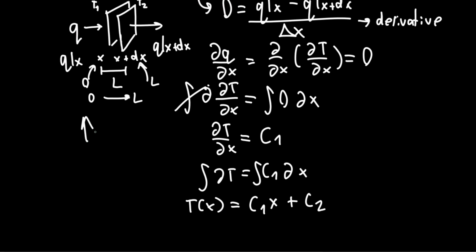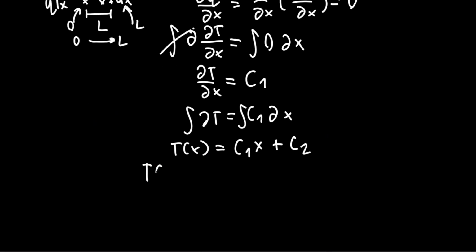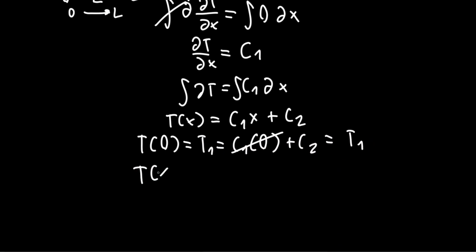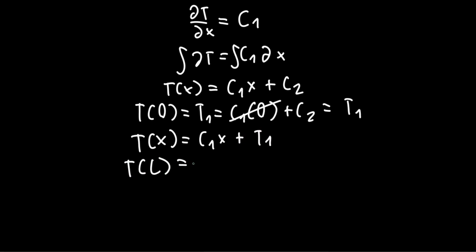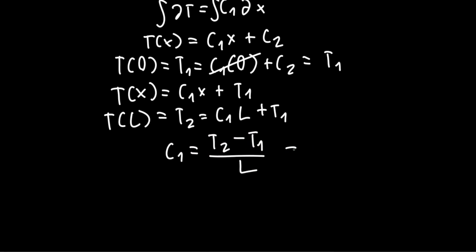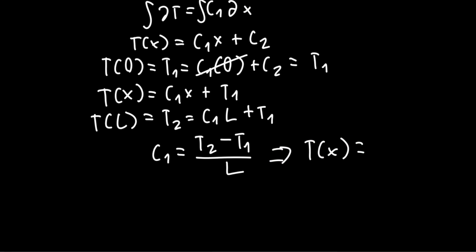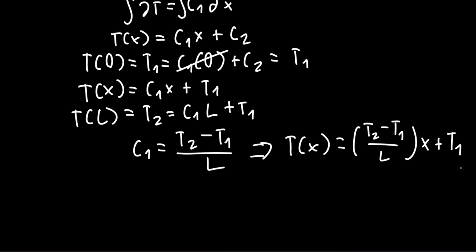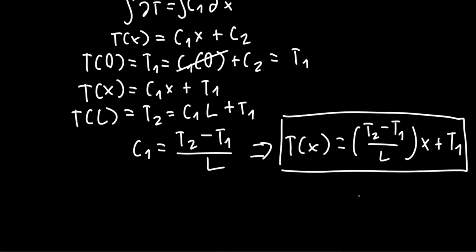So here is where those boundary conditions came in handy. Let's say we know that T at position 0 is T1, which equals C1 times 0. This falls out, plus C2. So therefore, C2 is equal to T1. Now we know that T of x is equal to C1x plus T1. Now let's define this at position L, where we know it to be equal to temperature 2. So C1 times L plus T1. Let's isolate for C1. C1 equals T2 minus T1 divided by L. Now let's plug all this in to get our temperature profile. T2 minus T1 divided by L times x plus T1, and this would be your temperature profile.